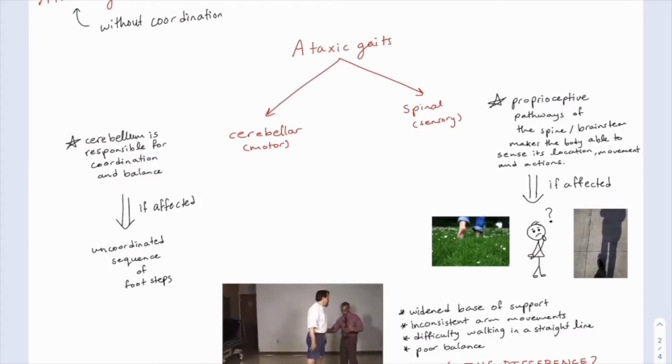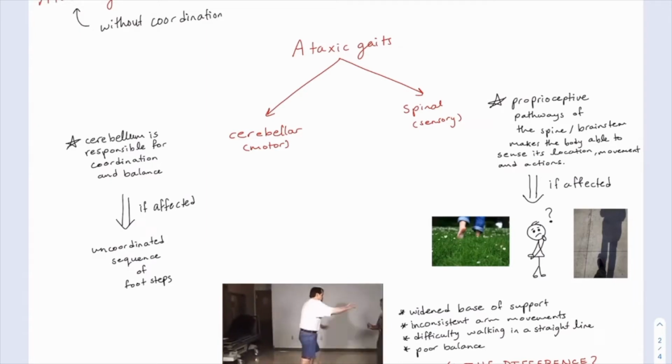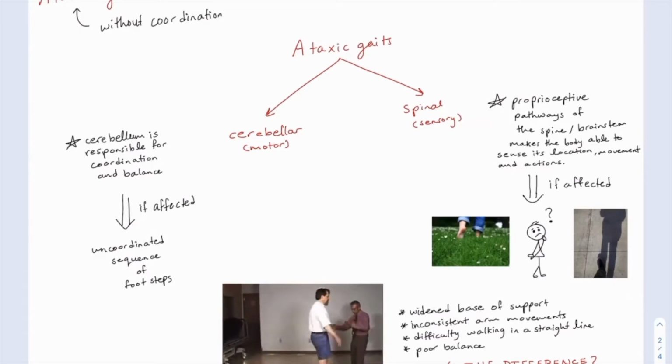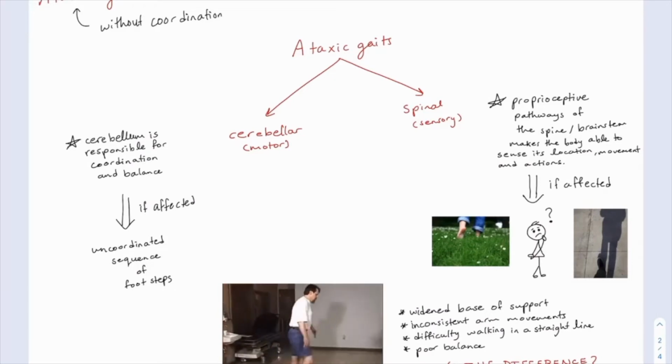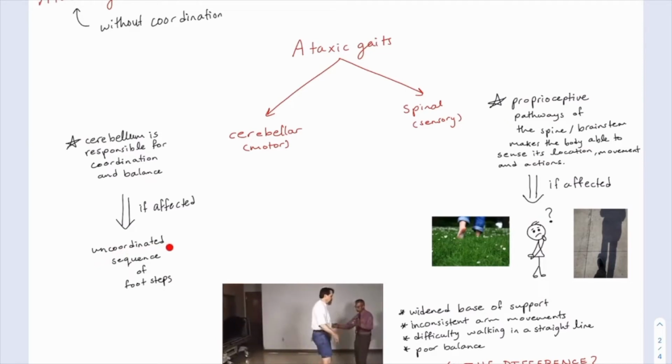In the cerebellar, from the name you can deduce that the cerebellum is affected. The cerebellum is normally responsible for coordination and balance. However, if it's affected, then obviously the opposite would happen, and you'd end up with an uncoordinated sequence of footsteps.